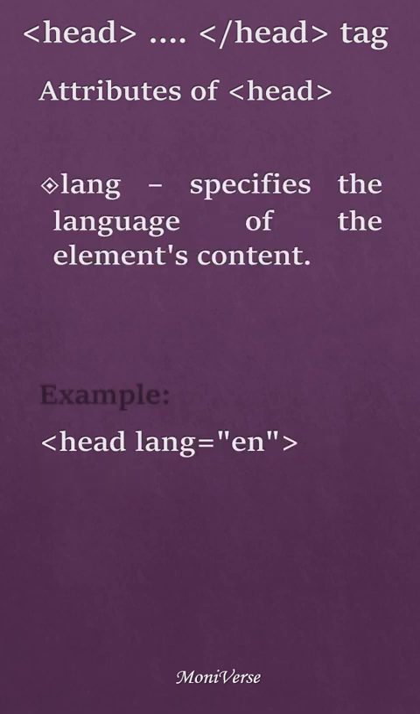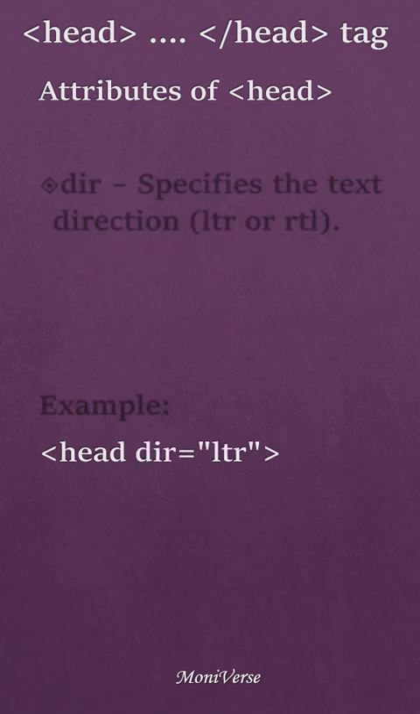Next comes lang. This specifies the language in which the web page has been written. The example here shows that the language is English, specified with the short form en, and for every language we have a short form like this.